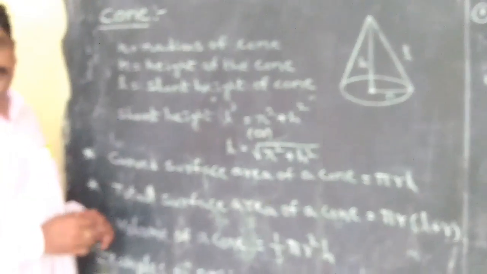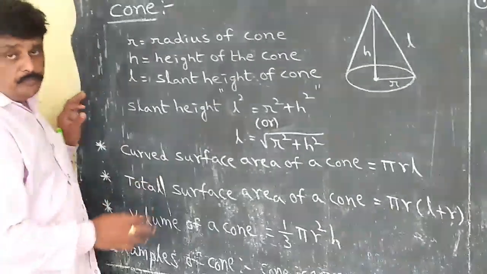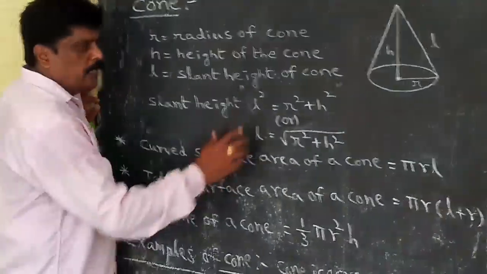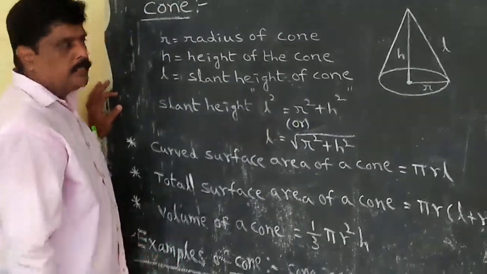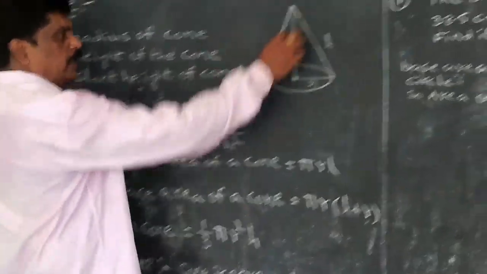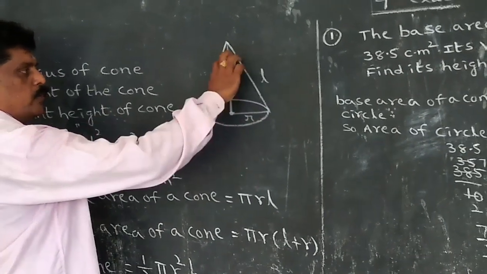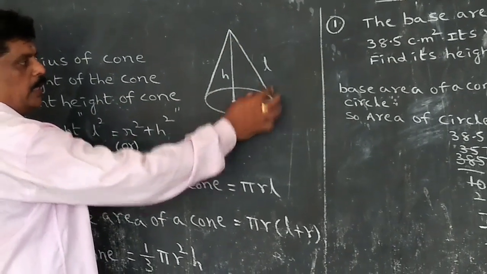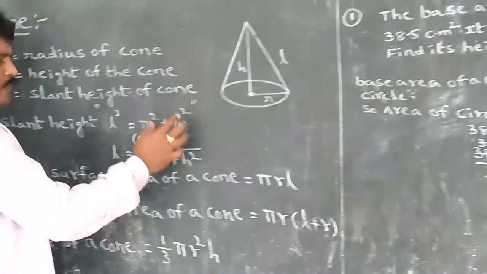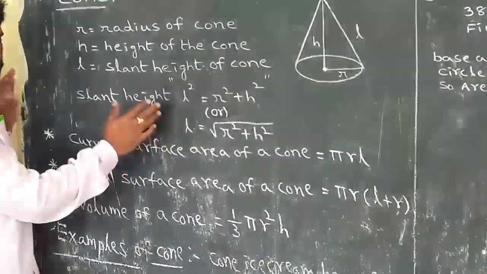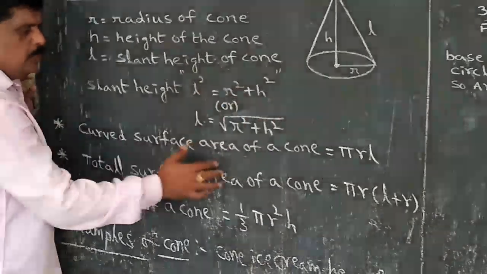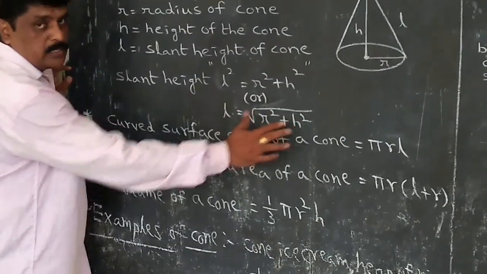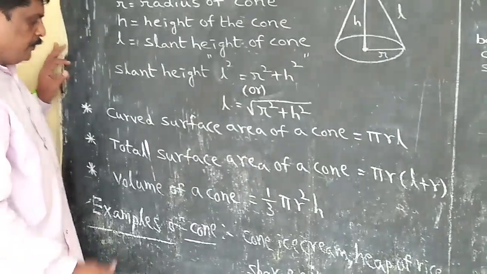We have to find the slant height. The formula for slant height is L square is equal to R square plus H square. How do we get this formula? Here it is a right angle triangle. Hypotenuse square is equal to side square plus side square. So L square is equal to R square plus H square. If you want only the slant height L, then the square will be changed into square root. So L is equal to square root of R square plus H square.